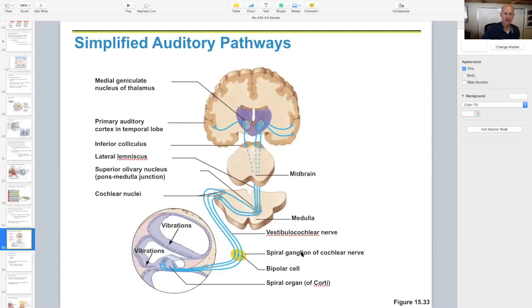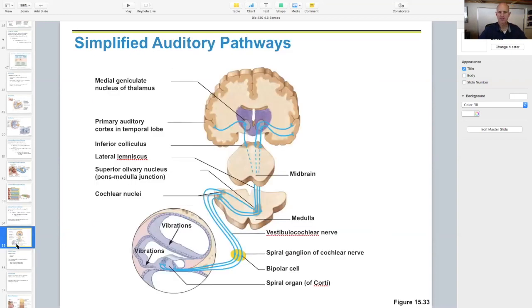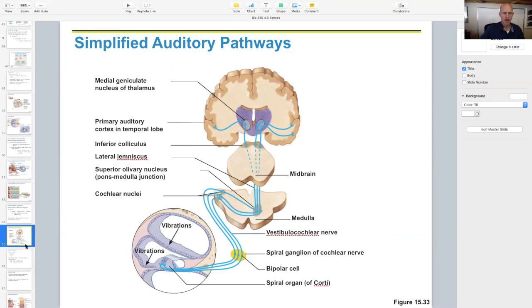Here's a good picture of that. Stimulates through here to the medulla, midbrain, inferior colliculi, goes to that thalamus region, and then to the temporal lobe for processing of what we're actually hearing. And that is sound. I think that's all I have for sound-wise on that.